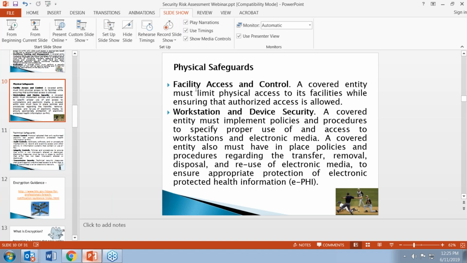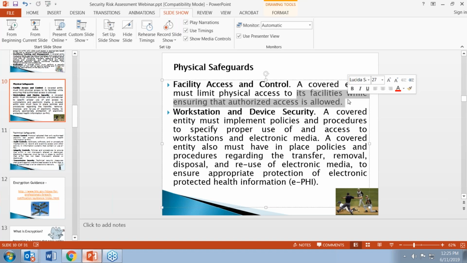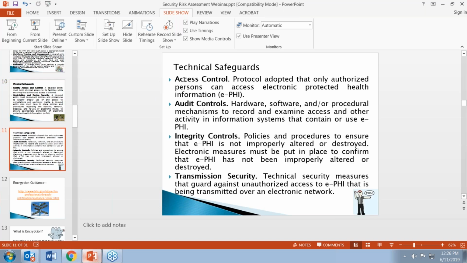Physical safeguards: facility access and control. A covered entity must limit physical access to the facility. So we need keys, access control, workstation and device security. Each of your workstations and devices should be password protected, and there should be safety protocols in place to make sure that we're prohibiting the unauthorized transfer, removal, disposal, or reuse of ePHI.